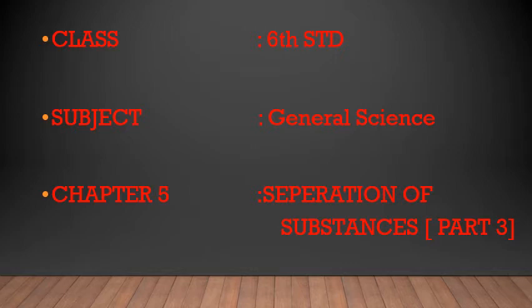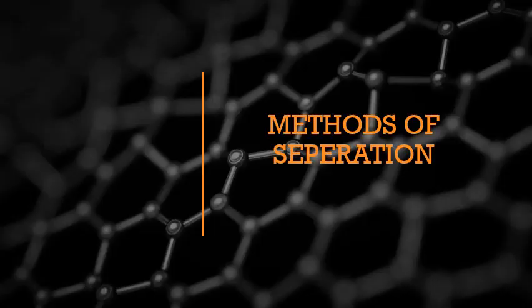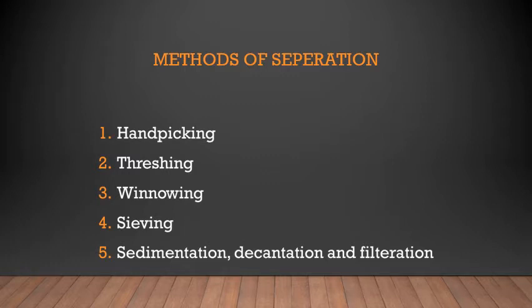The following video is for class 6, subject General Science, chapter 5, Separation of Substances, part 3. In part 1 and part 2 of this lesson, we learnt about what is separation and why we use separation in our daily life, in which things we use the methods of separation. Then we saw the different methods of separation: hand picking, threshing, winnowing, sieving, sedimentation, decantation, and filtration. Among these we learned about hand picking, threshing, and winnowing.